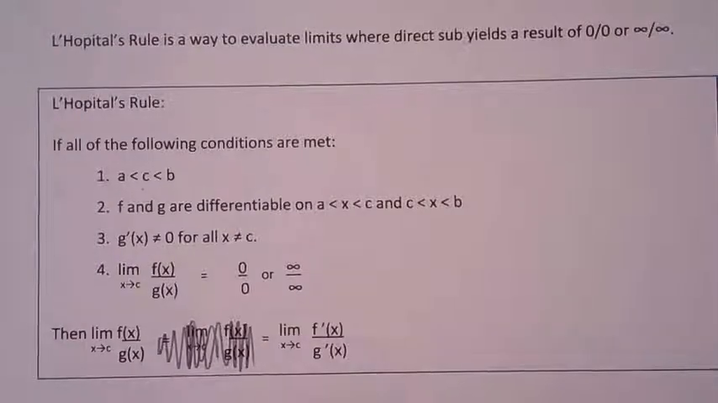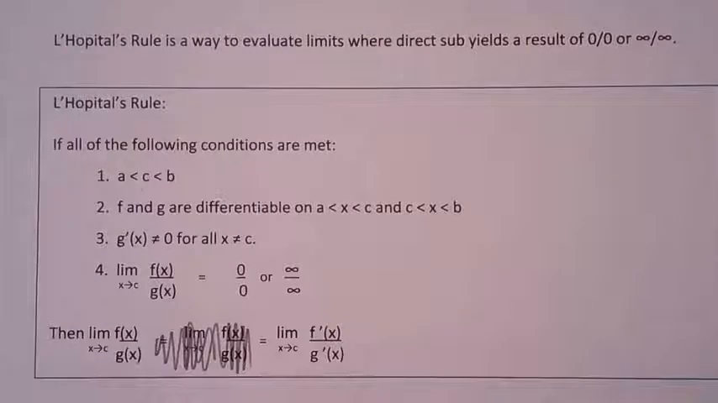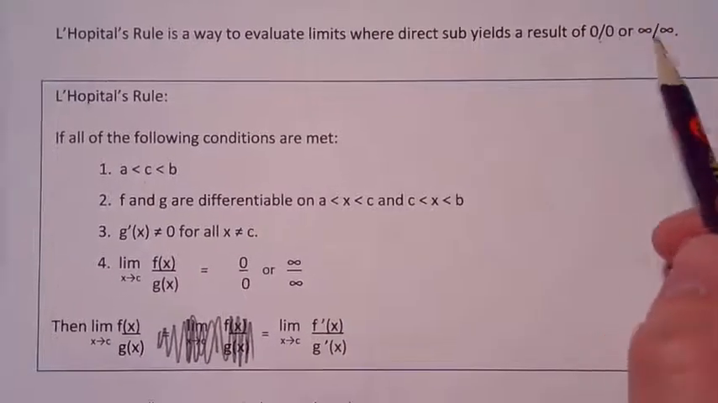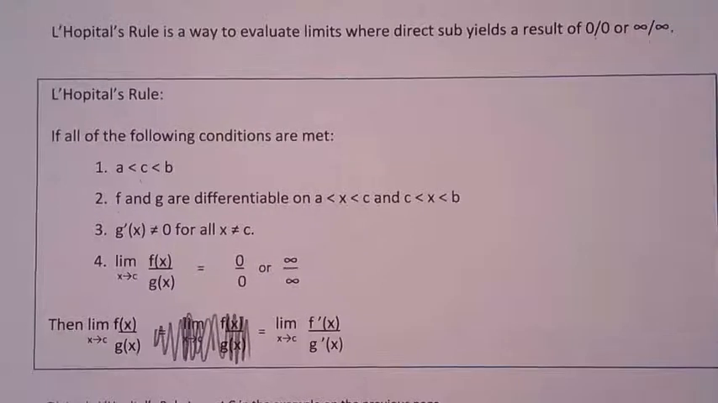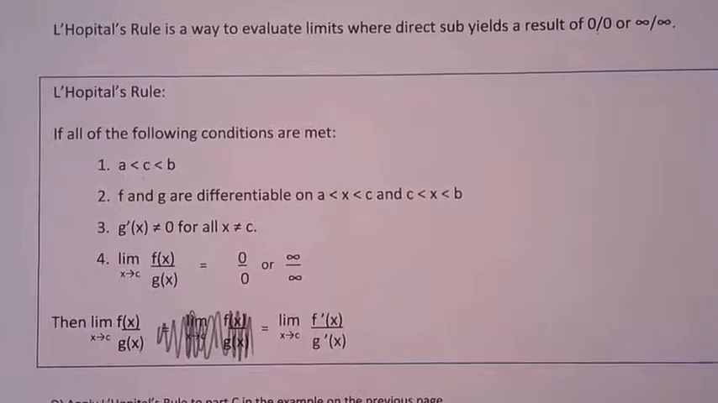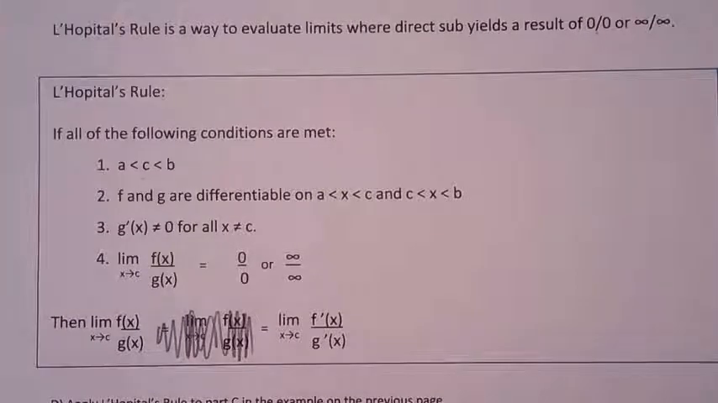So that brings us to L'Hopital's rule. L'Hopital's rule is a way to evaluate limits where direct sub yields the familiar 0 over 0 or infinity over infinity. Though it can be finagled to work with other indeterminate forms as well. Generally, we're going to mostly be focusing on 0 over 0 and infinity over infinity.